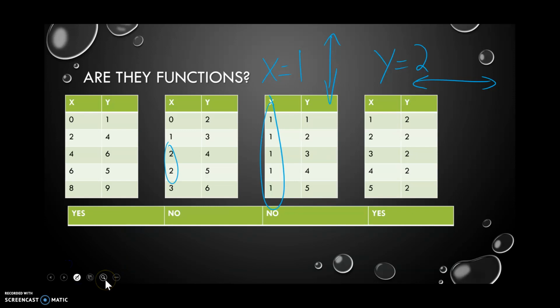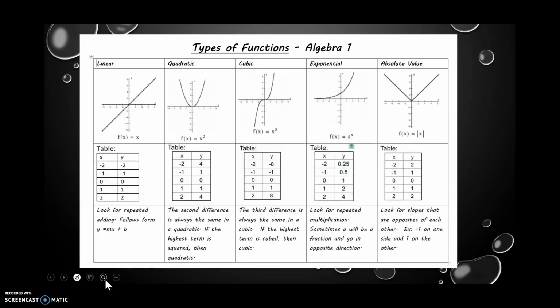All right, now let's get into stuff that people really get confused on. Types of functions. So in Algebra 1, we're really dealing with 5 different types: linear, quadratic, cubic, exponential, and absolute value. And really right away, you could look real quick to see, is it linear? If it's absolute value, they're really close, so that probably clues you in right away.